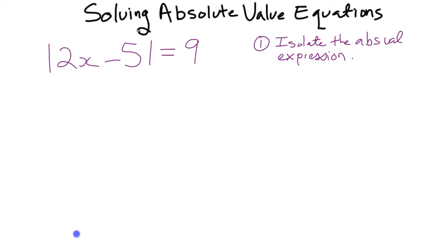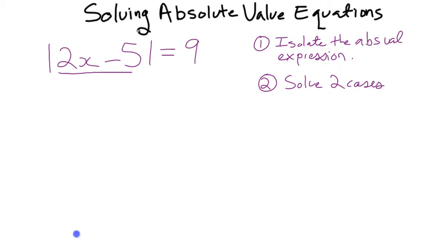Okay, and then what we're going to do is look at two different cases, right? So we're going to have to solve two different cases. Number two, solve two cases. Because really what we're looking at here is if 2x minus 5 is equal to 9, that will be one of the solutions, right? If this expression here is equal to 9, that's a solution. But if this expression here is equal to negative 9, that's also a solution. Because if what's in here is equal to negative 9, when we take the absolute value, it's going to become positive 9.